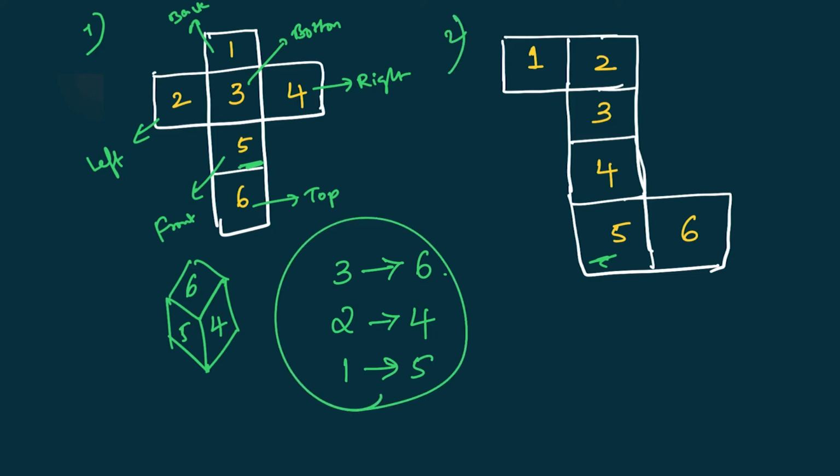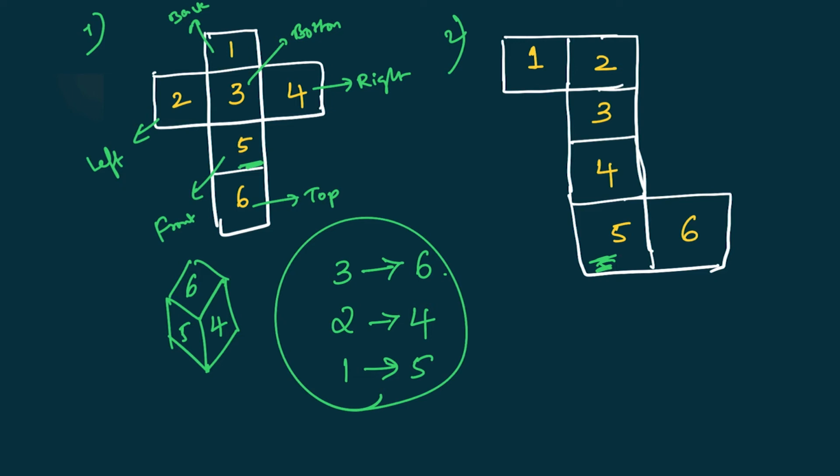And this is your second question. Find the opposite of 5 here also. Can you imagine how to reconstruct this dice? There is no longer part. You can't find a base. In this situation, how are you going to solve this problem?